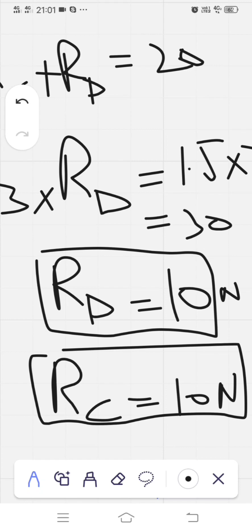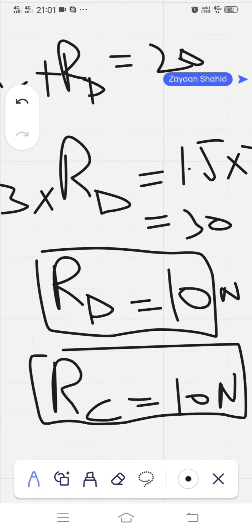We are solving according to the directions, like the reactions at C and D are in the upward direction and the weight is in the downward direction, but signs are not included here for now because we are just talking about the magnitudes.